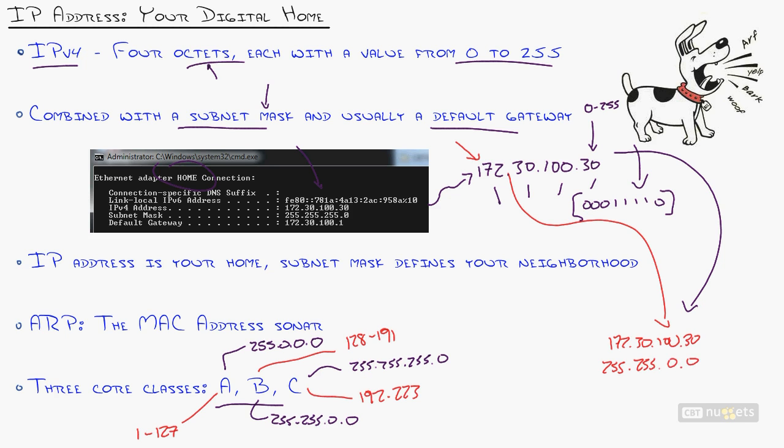mask 255.255.0.0. What that would mean is the left half of the IP address, essentially the digits lining up to these 255s, would represent the network that this device is on, and then the right half would represent what host this device is on that network. So he would be host 100.30 on the 172.30 network, and when I say network, I'm talking everybody's plugged into the same switch or group of switches right there, and they'll all start with the same 2 octets, 172.30.